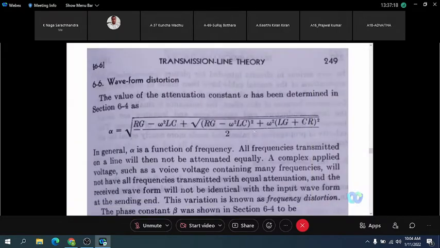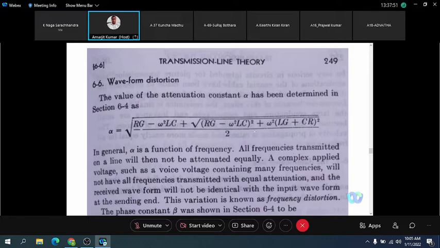So last class, what we had discussed: input impedance, transmission line equation, and input impedance of transmission line. Also alpha and beta in terms of frequency. Alpha and beta we had calculated in terms of frequency and the primary constants R, L, G, and C of the transmission line. So today we will study waveform distortion.